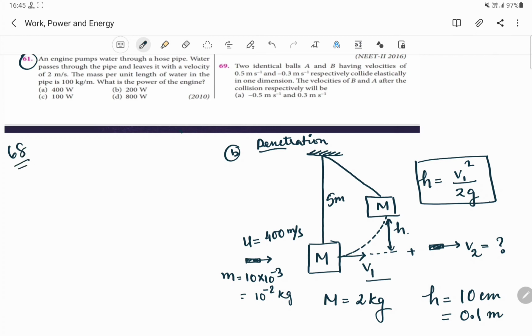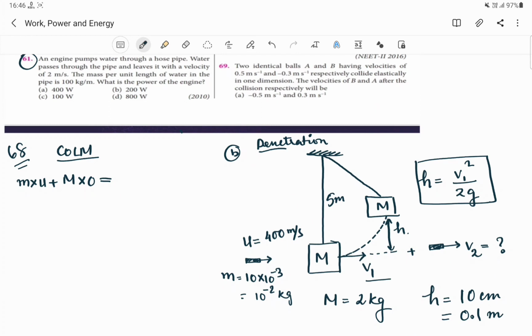By applying conservation of linear momentum, it will be like this. What is the initial momentum? Initial momentum will be the mass of the bullet times the velocity of the bullet, u, plus capital M into 0, because this mass M was initially hanging and at rest, therefore we put the value as 0. This equals the momentum after collision.